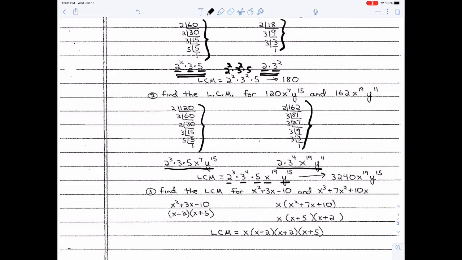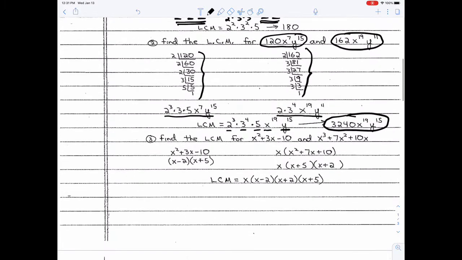Okay? So if these things were denominators of a fraction, this would be the common denominator. Okay? Now let's just do the same thing.